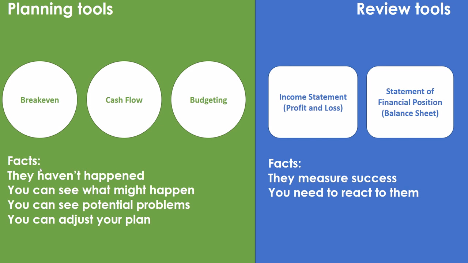You can see what might happen, you can see potential problems, and therefore you can adjust your plan. You can make your break-even as high or low as you want it. You can look when your cash flow money is coming in and out and when that's going to be a problem. You can look at how much you expected to spend on costs and see whether you've done that or not.